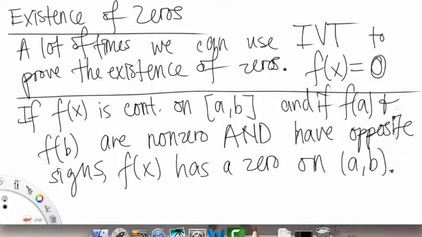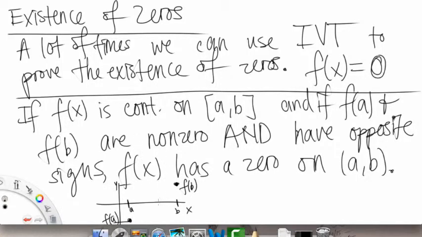Okay, so pictorially, this is what that looks like. Let's say we have some graph. I'll just draw it kind of small down here. Here's our x, here's our y. Here's point a on the x-axis, and here's b, right? So let's say f of a starts all the way down here. So f of a is negative, and f of b is positive, right? This y value is positive.